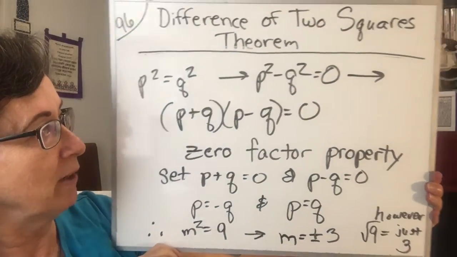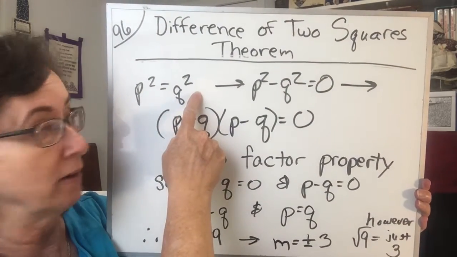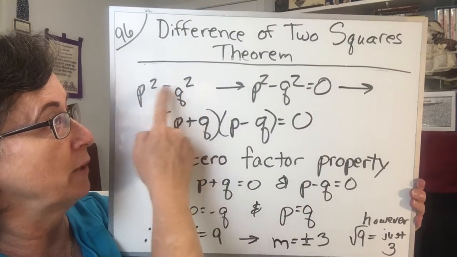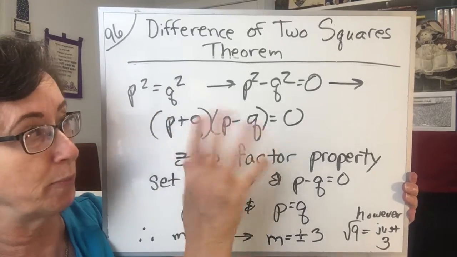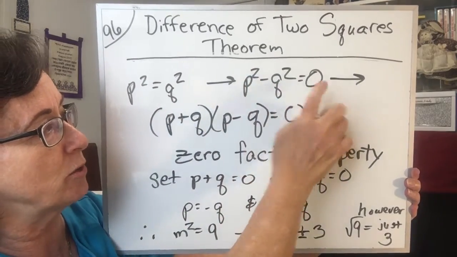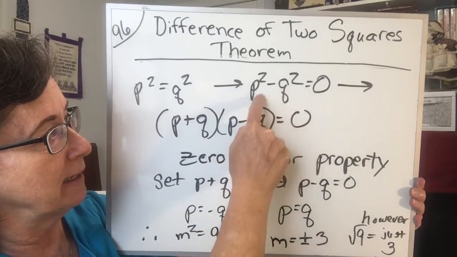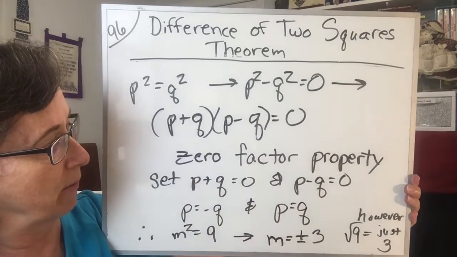So continuing on, let's recap. We have p squared is equal to q squared. And that means that p squared minus q squared, we're just moving this over with a minus sign. We're subtracting q squared from both sides. P squared minus q squared is 0. We factor this difference of 2 squares into p plus q, p minus q, and we get 0.